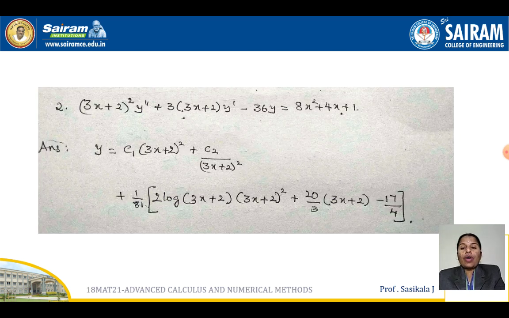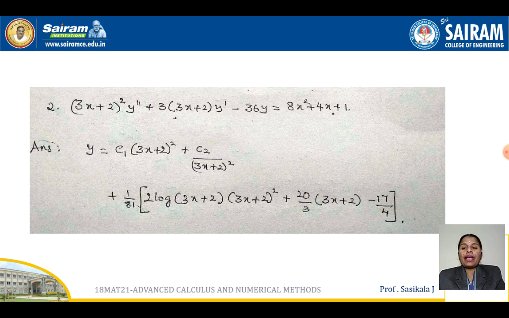Then you have one more here, a value is 3. Only that changes, and the right side is to be replaced wherever you have x square plus 4x plus 1. So remember to convert all your x terms in terms of t, and only in the last step replace back in terms of x. So you check these questions whether you are getting the answer.